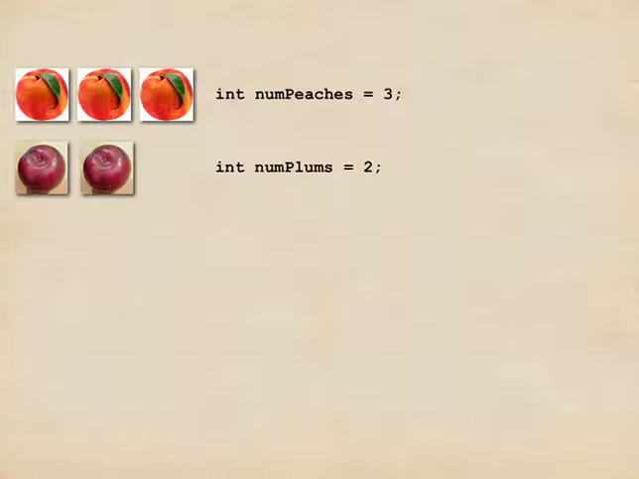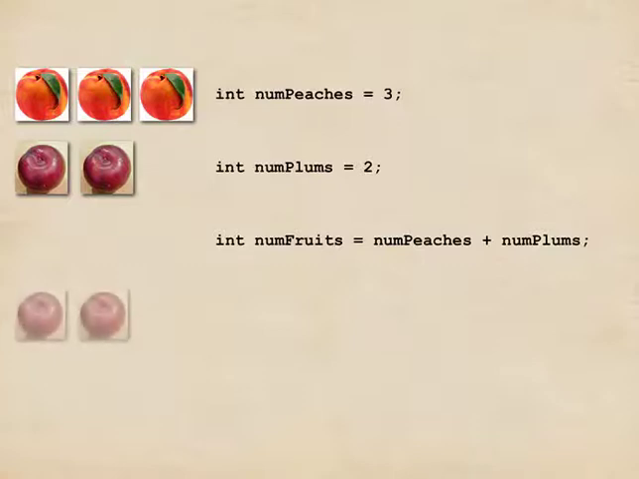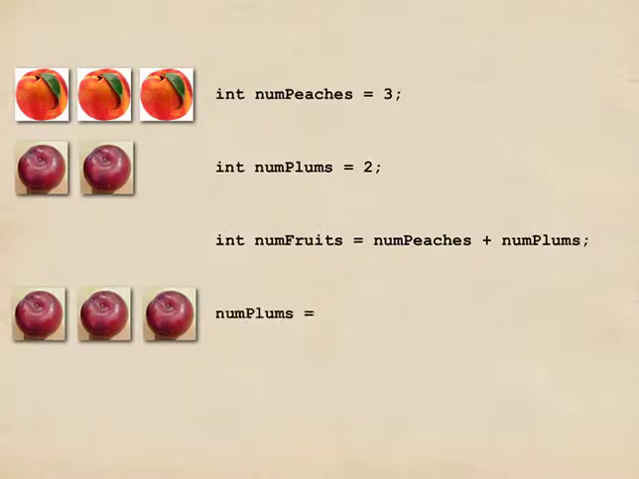Now we want to know how many fruits we have total in our fruit stand. So we create a new variable called num fruits, and we assign it the value num peaches plus num plums. In this case, it's 3 plus 2, or 5. Then someone comes up and says, you know what, in the back room, I found another plum. So we have to add 1 to the number of plums we have on display. Well, we know how to do that. We write num plums equals num plums plus 1.